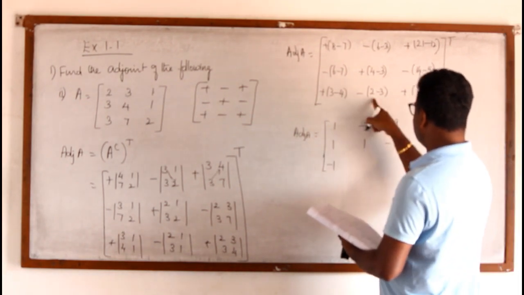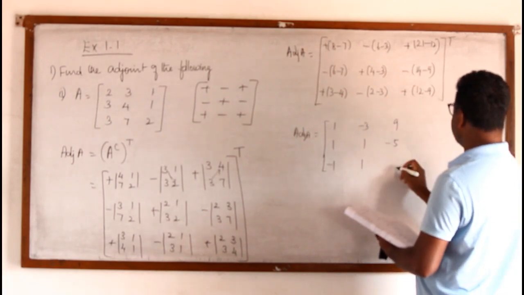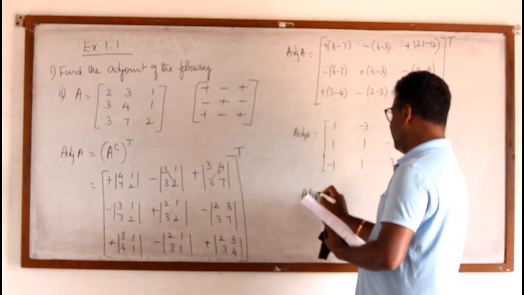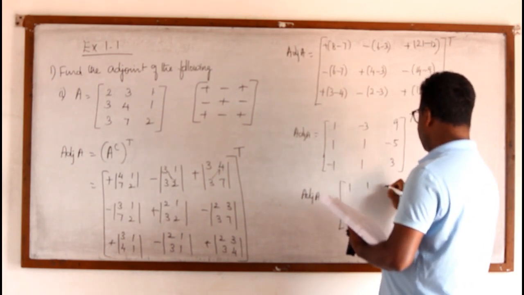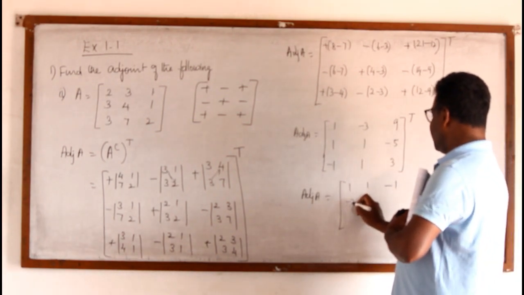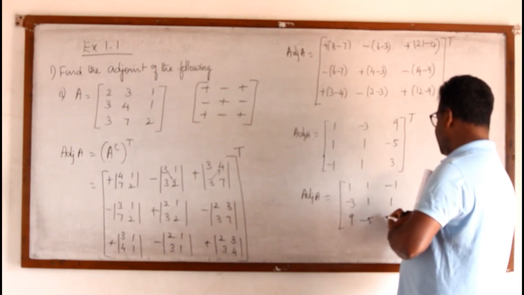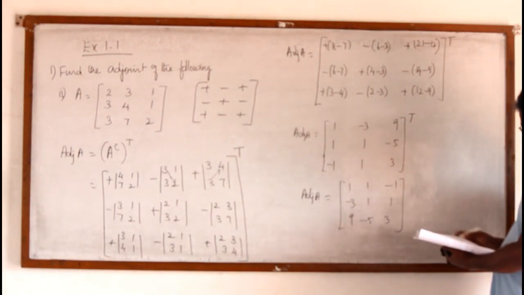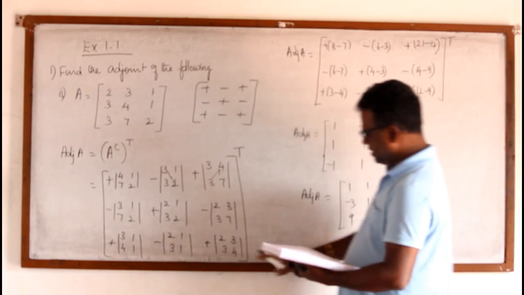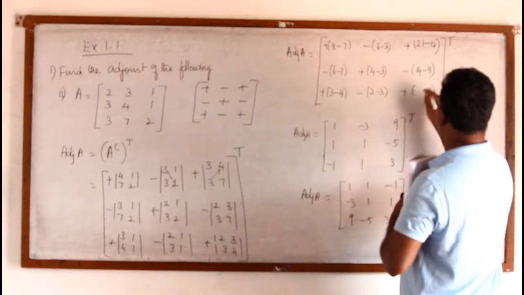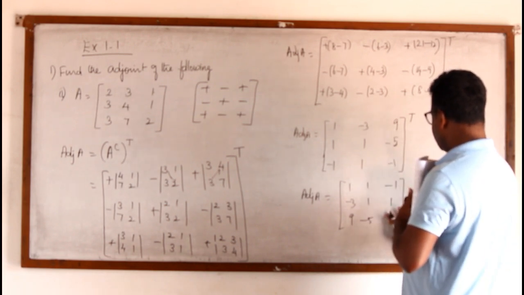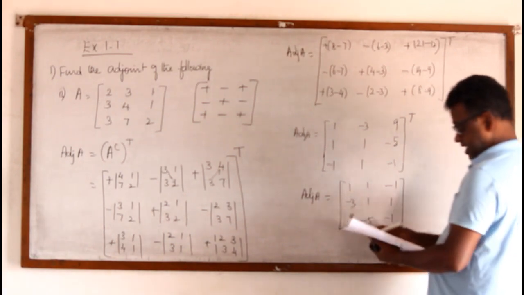3 minus 4 is minus 1. 2 minus 3 is minus 1, so plus 1. 12 minus 9, 3. So plus 3. The transpose. So adjoint of A equal to, when you transpose, you will get 1, 1, minus 1. All the rows will become columns, all the columns will become rows. Minus 3, 1, 1. 9, minus 5, 3. 1, 1, minus 1, minus 3, 1, 9, minus 5, it is 3. It is 8 minus 9, minus 1. 9 minus 5, minus 1.